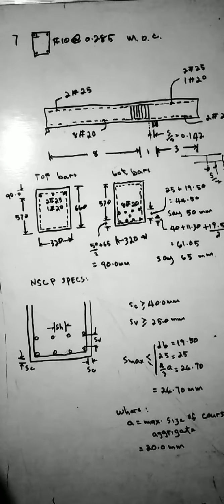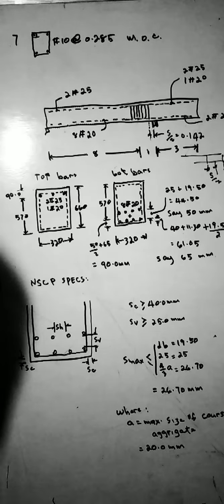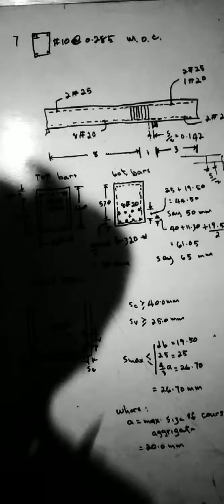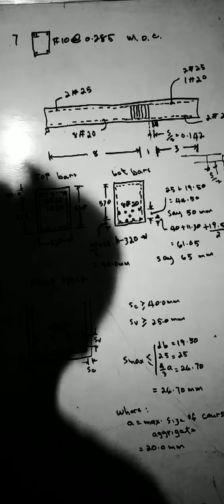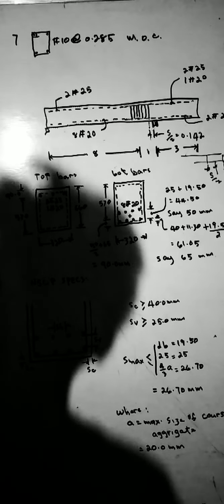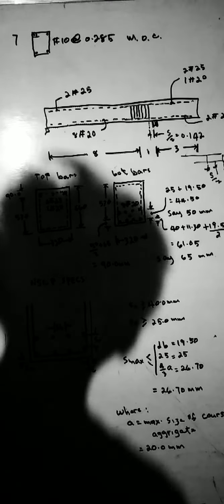Then the others will follow at 0.285 meter on center. That is the stirrup. It begins about 1/2 of the spacing from the face of the support.